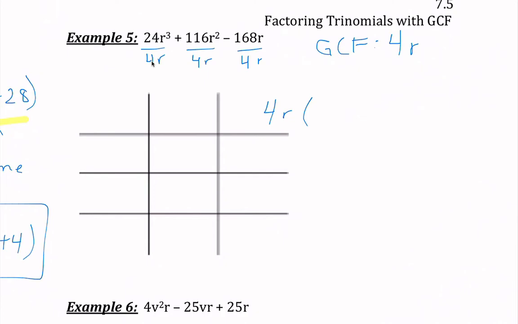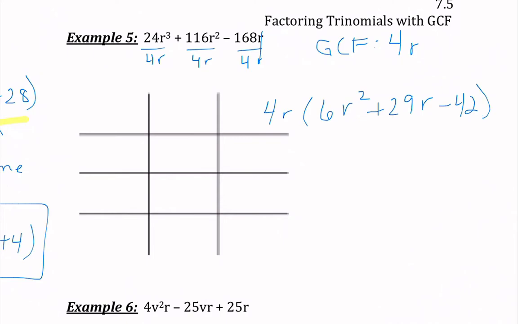So 24 divided by 4 is 6. R to the third divided by R to the first is R to the second, because we subtract. 3 minus 1 is the 2. 116 divided by 4 is a positive 29. R squared divided by R to the first is going to give me R to the first, because 2 minus 1 is 1. Now I'm going to take this negative 168, divide it by 4 to get a negative 42. The single r on top cancels that single r on bottom.